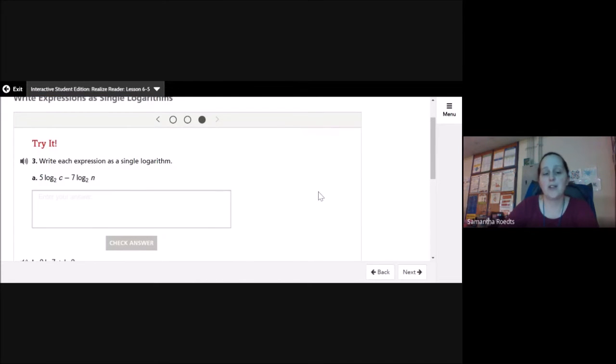All right, so let's try it. Write each expression as a single logarithm. So I have 5 log base 2 c minus 7 log base 2 n. So I'm going to use the power property. So this becomes log base 2 of c to the fifth minus log base 2 of n to the seventh. The subtraction tells me that it's quotient property. So this becomes log base 2 of c to the fifth over n to the seventh. And that is my final answer.